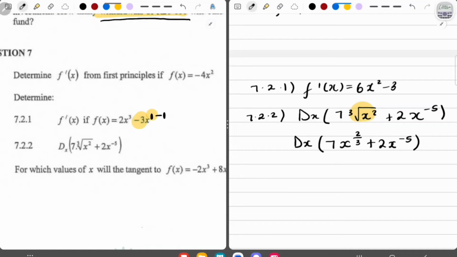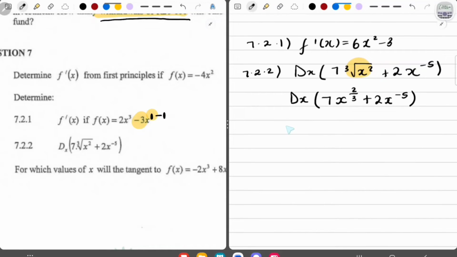And now everything is perfect and ready to be derived. Now we can just say is equal to. And so you're saying coefficient times exponent. So what is 7 multiplied by 2 over 3? You can use a calculator if you want to. 7 times 2 is 14, so 14 over 3, and we have x.